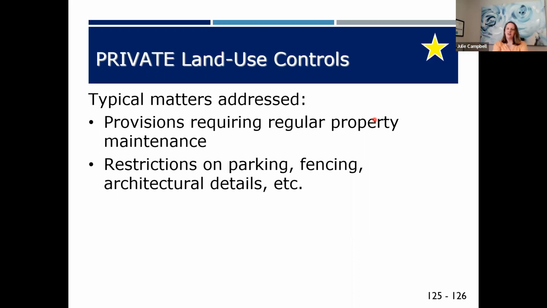And again, the covenants, they're all different, but they may tell you where you can and can't park, whether or not you can have a fence or a shed. Are there certain architectural designs? They may make your mailbox look a certain way. They're all different.